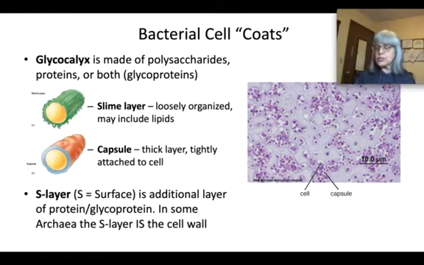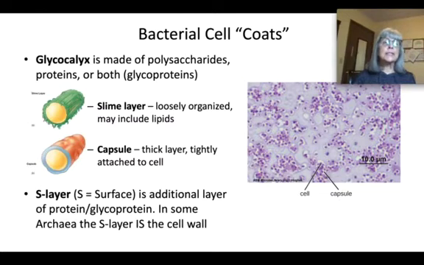And the main function of the slime layer is to protect the bacteria from drying, and also to collect or, I guess, accumulate nutrients for the bacteria.